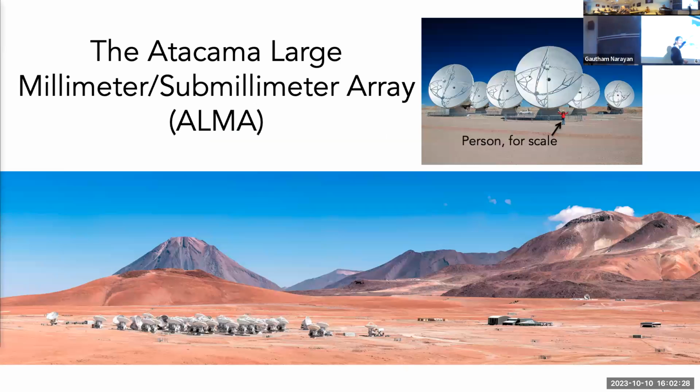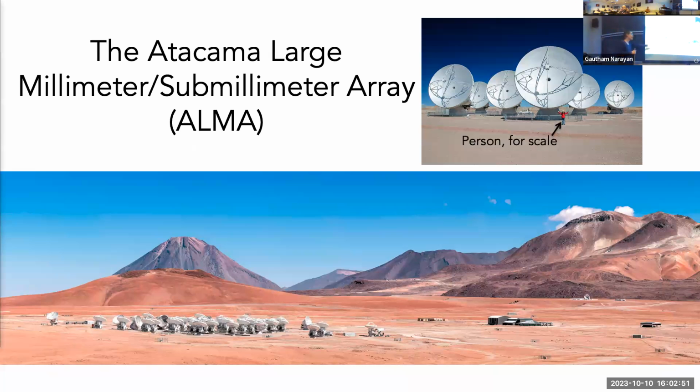These are 12-meter antennas, and there are a whole bunch of them that live up at 16,500 feet in the Altiplano in northern Chile, and you can move them from short baselines to long baselines. Long baselines give you high resolution, the short baselines give you low resolution. And it's amazing for studying debris disks for a couple of reasons.